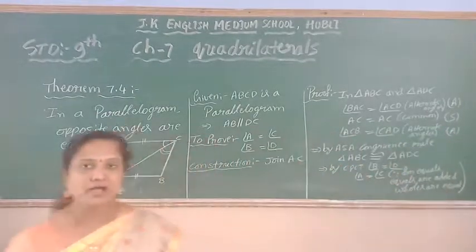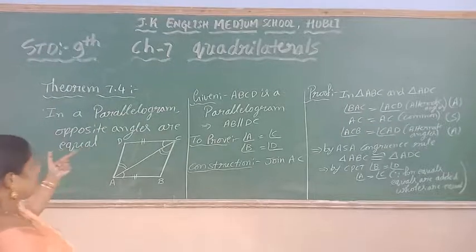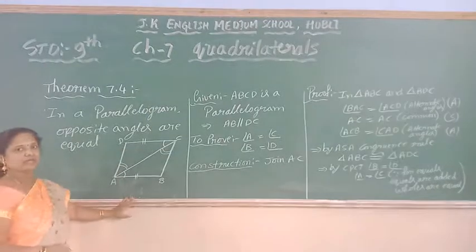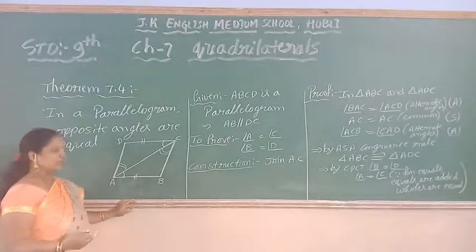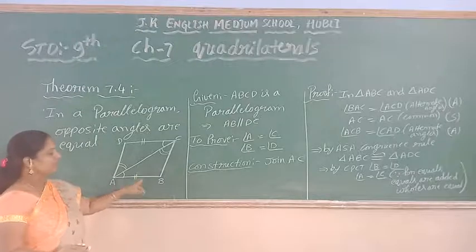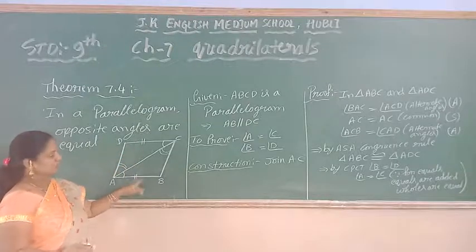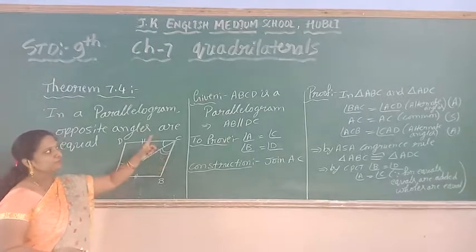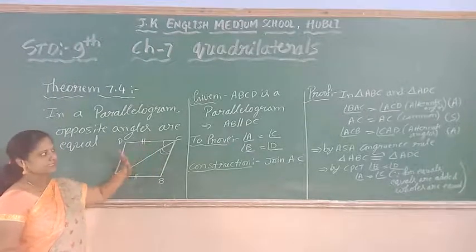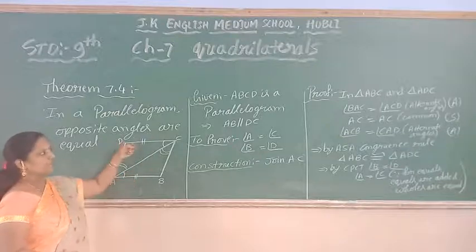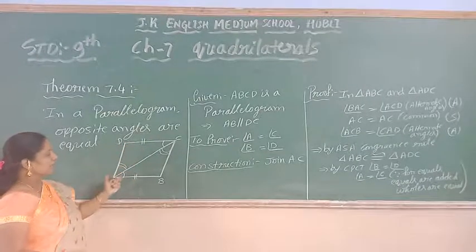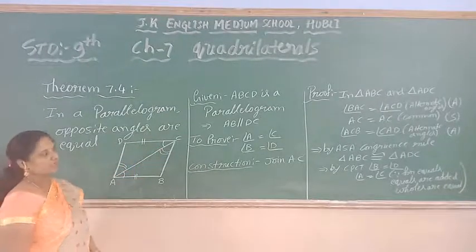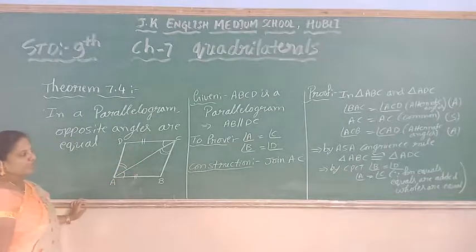So children, now all of you also know, in a parallelogram opposite angles are equal. So we have to draw a parallelogram. Already we should know the property of a parallelogram. If it is a parallelogram, opposite sides are parallel. If these two opposite sides are parallel, then alternate angles are equal. They have given ABCD is a parallelogram, in that AB is parallel to DC. We have to prove opposite angles are equal, that is, angle A is equal to angle C and angle B is equal to angle D.